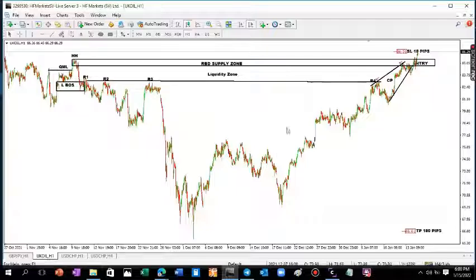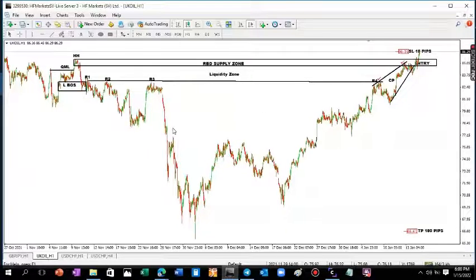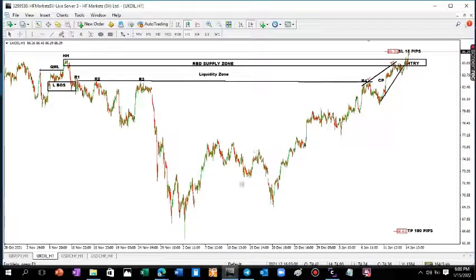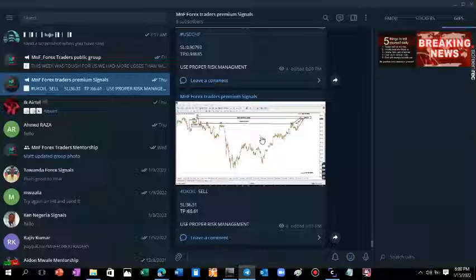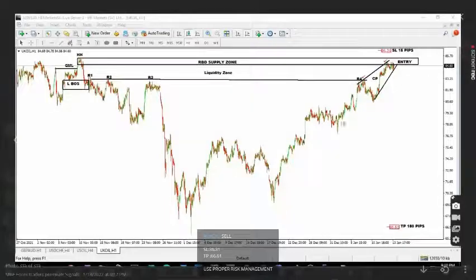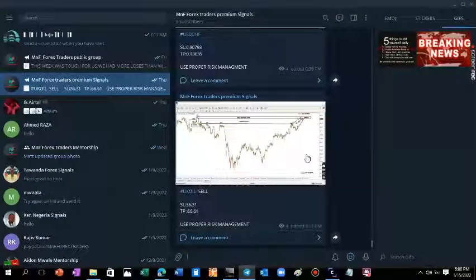A setup like this will look very beautiful to you. It will look so appealing, and you think, this one is the one. And then what happens? It takes you out. For real, I was so confident about this particular trade. I also sent it to our private community. This was the trade. The market at that time was somewhere around that level. I was anticipating a drop, and the market went to the upside. So these things happen.